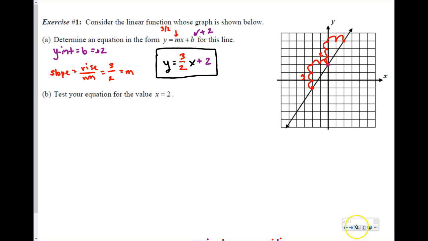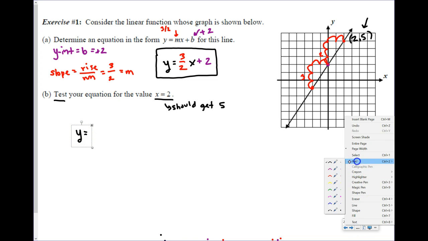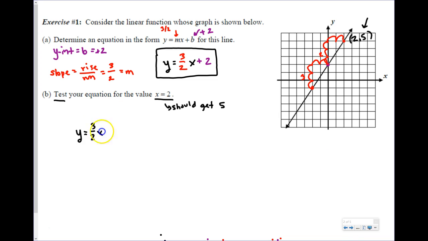Okay? Now we're going to try and see if it works. So it wants me to test to see if my equation is true if I plug in the number 2. So I can go up to here, and I know that if I have the point 2, 1, 2, 3, 4, 5, this is the point 2, 5. So I know that if I plug in 2, I should get 5 based on this point right here. So we're going to test that by plugging it in. So I have y equals 3 over 2x plus 2, but now I'm going to plug in, for x, the number 2.